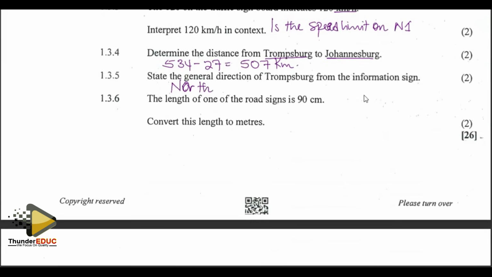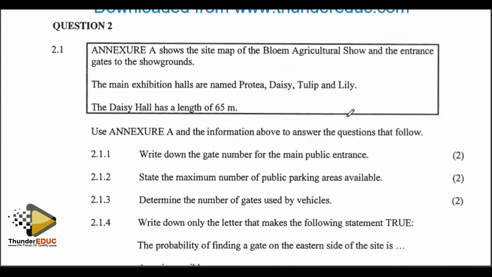The length of one side of the road sign is 90 centimeters. Convert the length to meters. Centimeters to meters, we divide by 100, which is 0.9 meters. Don't forget the units. That marks the end of question number 1. Let's look at question number 2. Here we're going to use a mixture.